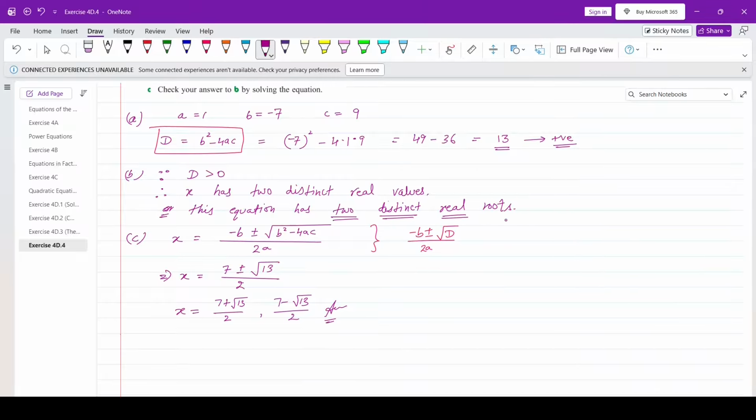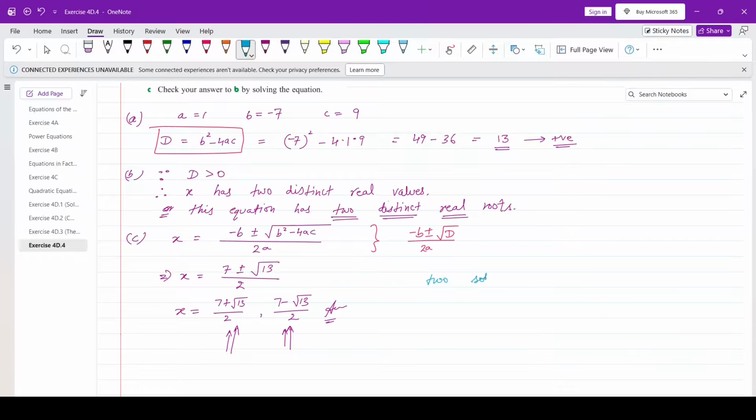distinct real roots. Now we can see this is the first root, this is the second root. So we have two roots. They are distinct because the values are not the same. One has plus and one has minus, and they are real. Real means there is no negative part inside the surd. So let me break this down.